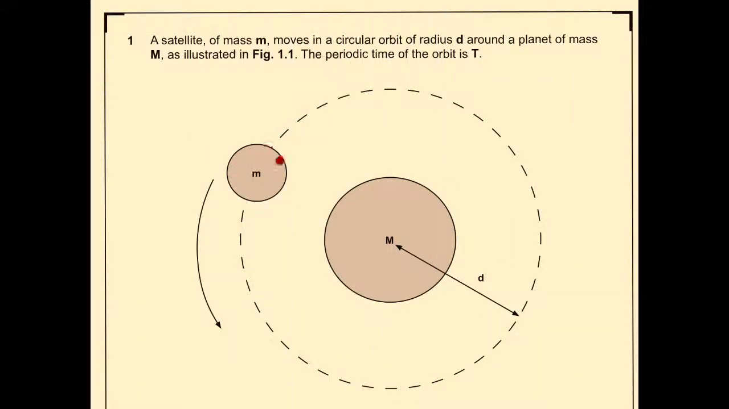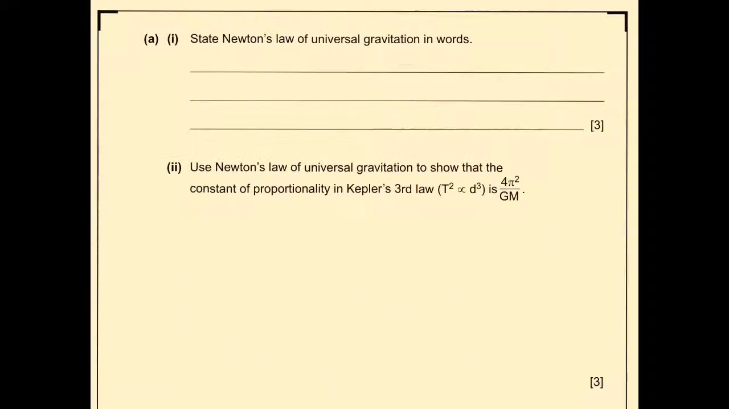Question 1, we have a planet of mass little m in a circular orbit of radius d around this planet of mass big M, and the period time for this orbit is big T. In this first part we're asked to state Newton's law of universal gravitation in words. Well, let's establish what it looks like in symbols first. So you've got G, M1, M2 over R squared.